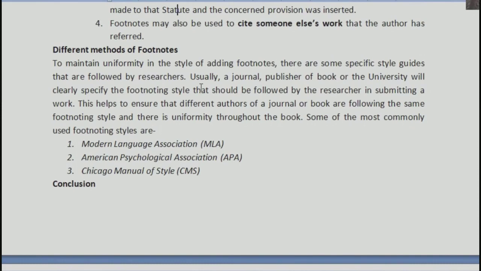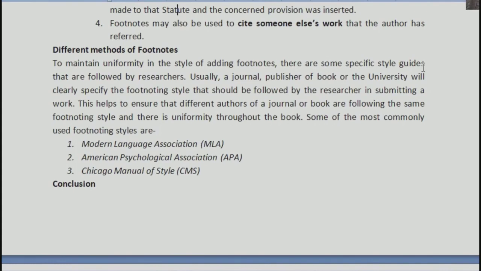When a person is reading that particular journal, that person may get very confused, right? I may write the author's name, then book name, then year. You may write the author's name, then page number. We may have different ways of writing it, and it will be very complicated and messy. As a result, what happens? To maintain uniformity in the style of adding footnotes, some specific style guides are given.